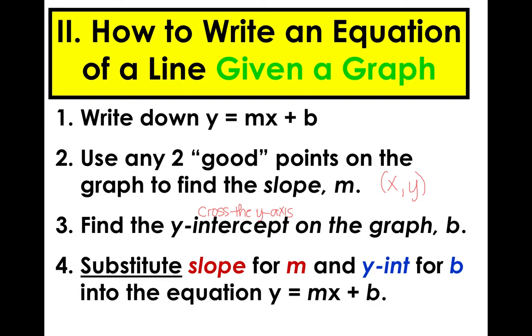Now, this is where if you're given a graph, you're going to have to find the y-intercept and the slope. So let's make sure we go back and remember that in order to find the slope, we need to have 2 points, and we need to know the coordinates of those 2 points so that we can plug them into y2 minus y1 over x sub 2 minus x sub 1.